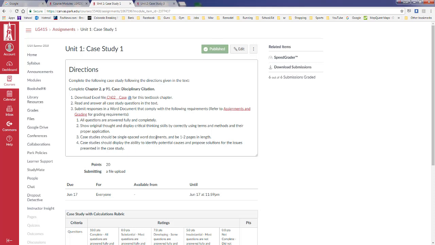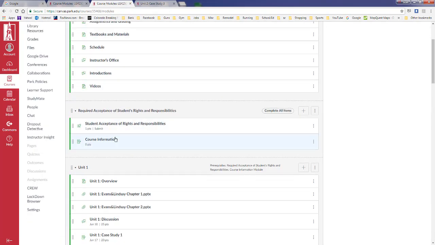Case studies have to be single-spaced Word documents, 1 to 2 pages in length. You need to identify potential causes for the issues that are there, propose solutions, and project what you think would be the outcome of that. Okay, so make sure that you display critical thinking skills in these case studies, and that you follow these rules from week 1.